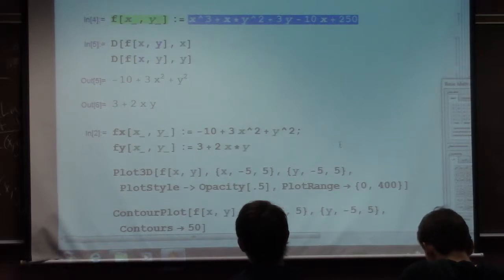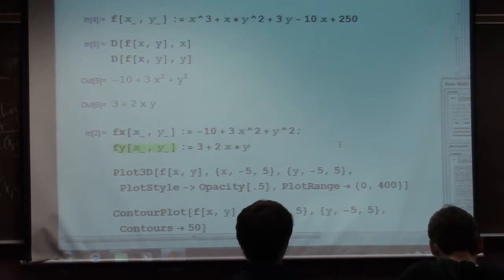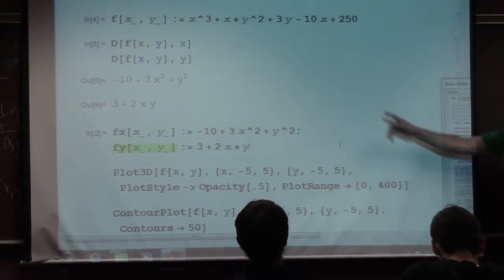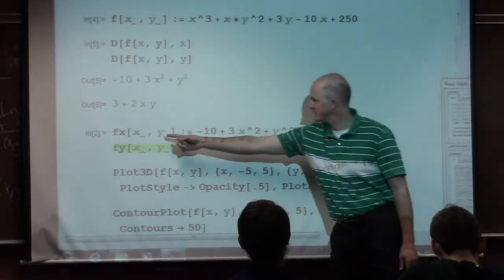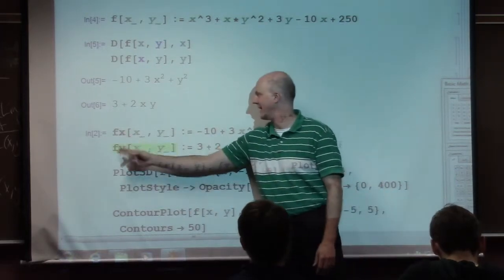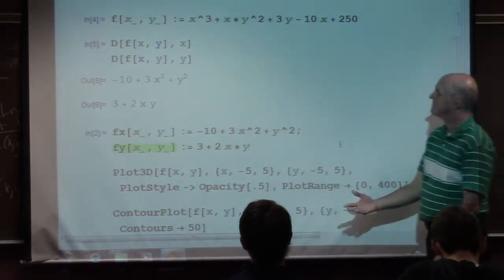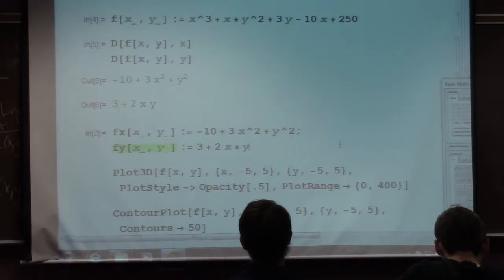I can, if I like, and I will do this, go ahead and use those expressions to define functions representing these partial derivatives that I'm calling fx and fy, not bothering using the subscript notation.